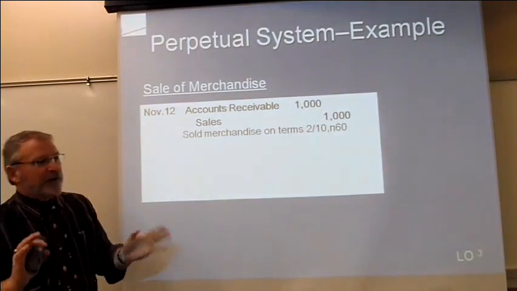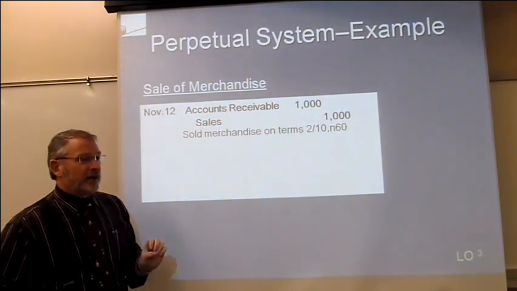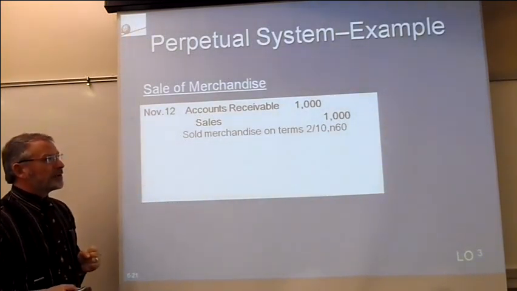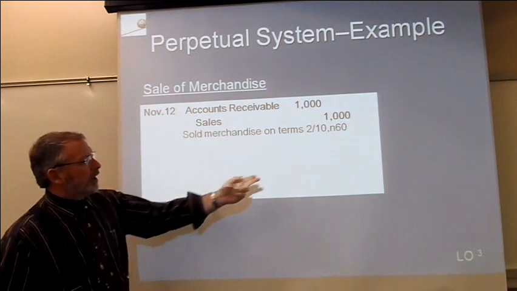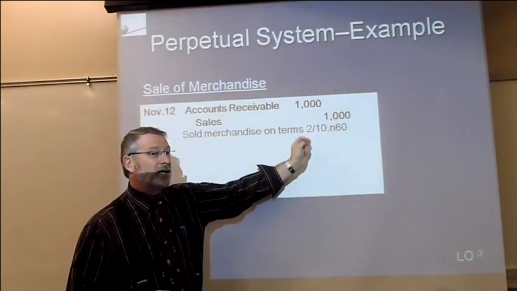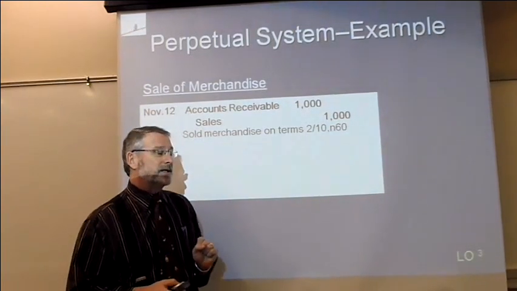So now the final step. Obviously we've got this merchandise, we'd like to sell it to a customer, and here's where we actually make some money as a business. We sell merchandise to the customer. Terms are 2% if we get a discount in 10 days, net if they pay in 60. So they would pay the whole amount in 60 days.